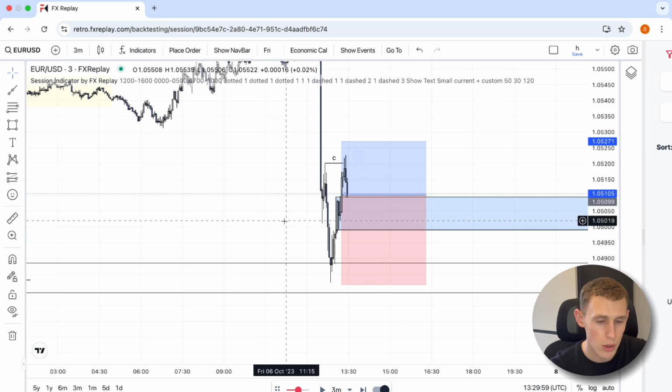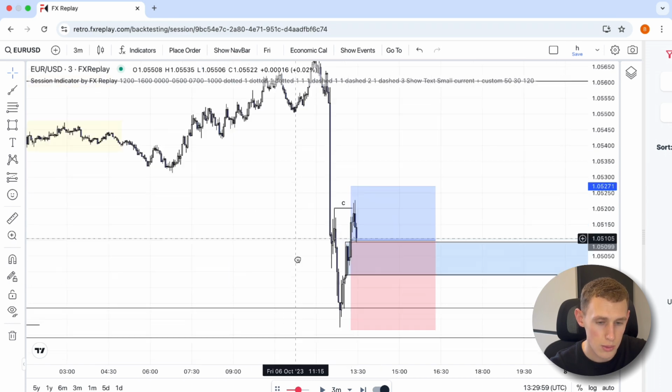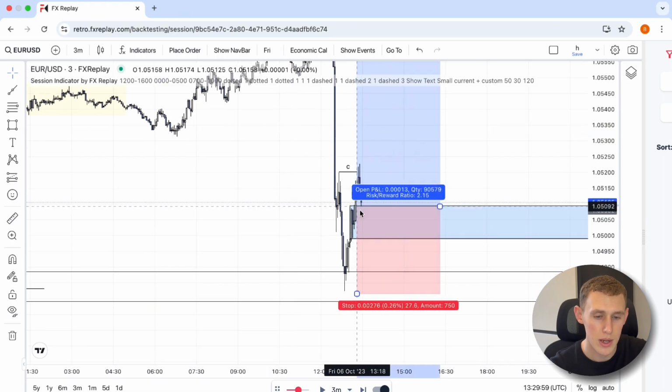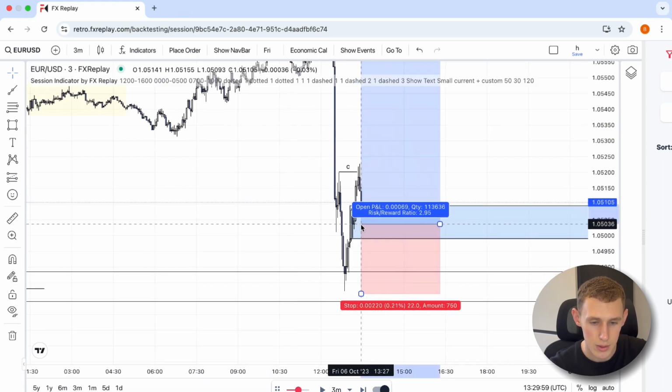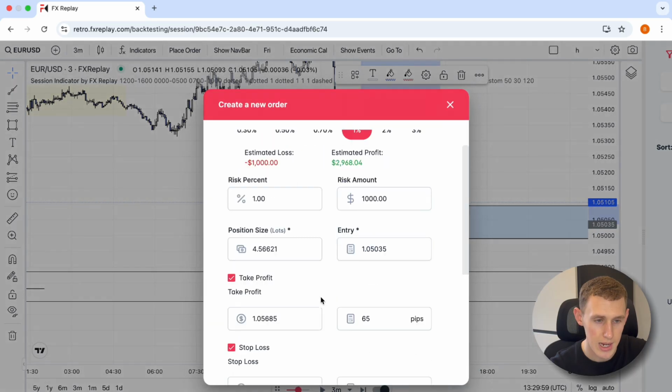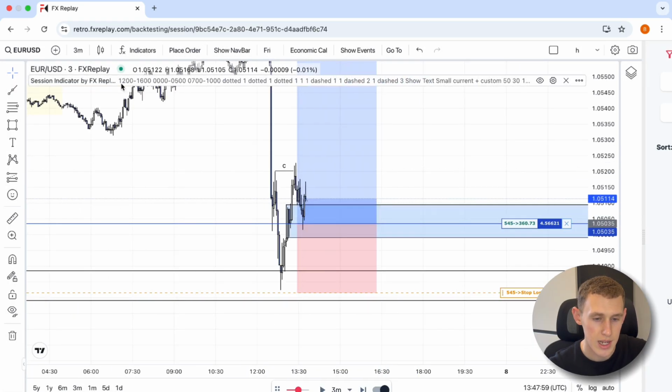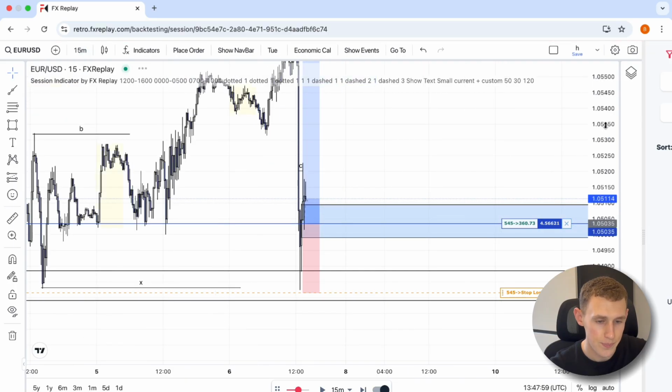Ideally, you'd want the stop just below the low. So if we target the current high with our stop below the low, it's only a 1 to 2. So what I'm actually going to do is just drag the entry slightly lower, and we'll see if price can tag us in. There we are. So we did get tagged in anyway.